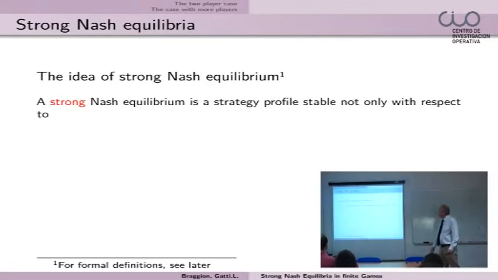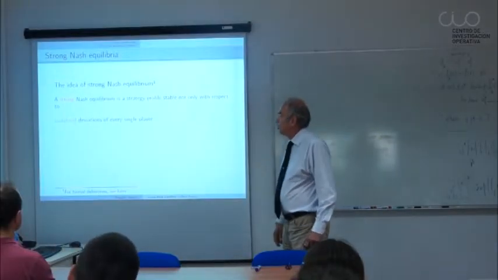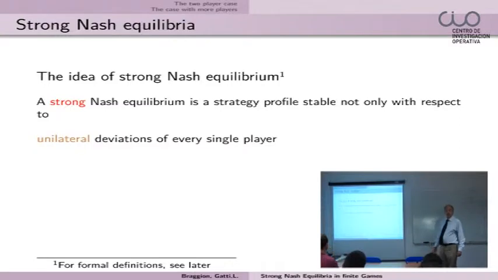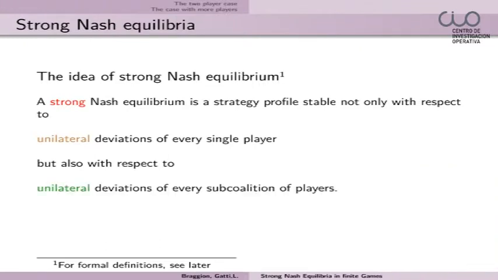Okay, strong Nash equilibrium is a strategy profile which is stable not only with respect to unilateral deviation of every single player, this is exactly Nash equilibrium, but also with respect to unilateral deviation of every subcoalition of players. When I say subcoalition, I intend also all players. Okay?